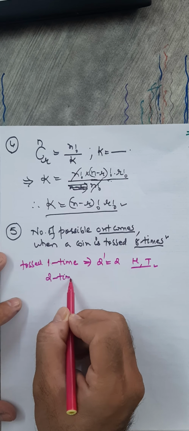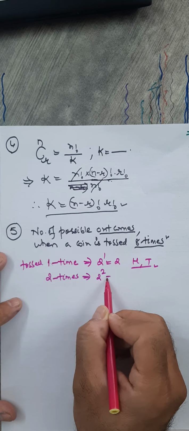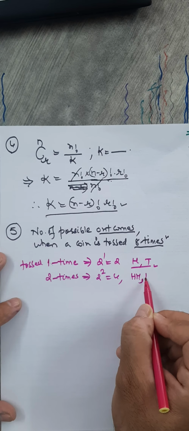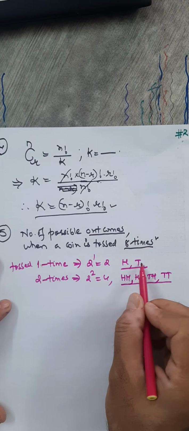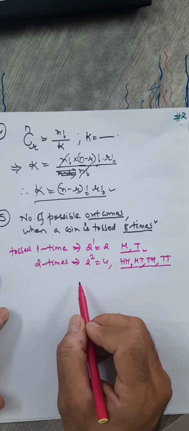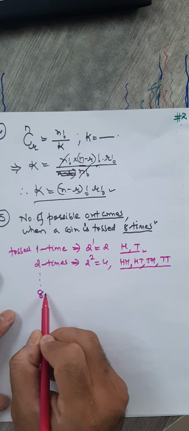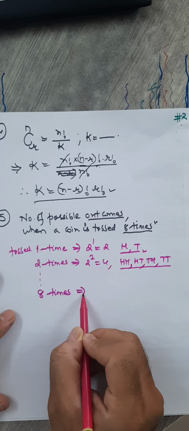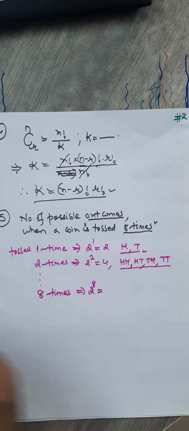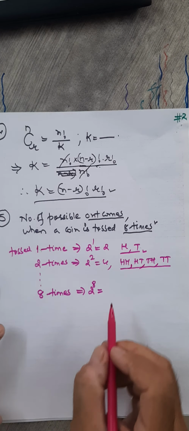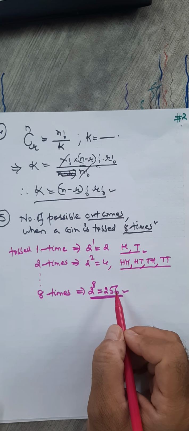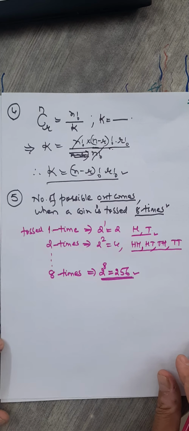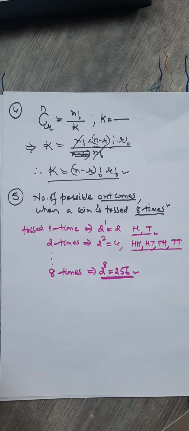If it is tossed twice, then 2 raised to 2, that is 4: HH, HT, TH and TT. These are the possibilities by the counting principle, 2 into 2, if you recall the first exercise. And so on. If it is tossed 8 times, it would be 2 raised to 8. And what's 2 raised to 8? You know it is 256. So this many outcomes will be there. It's difficult to list, but we will have a list of this many outcomes, 256.